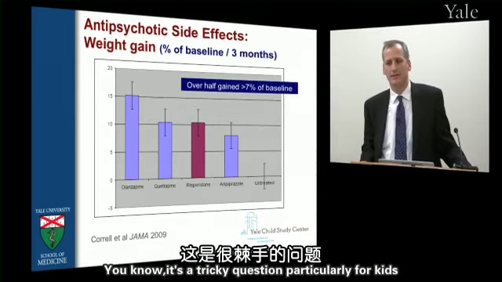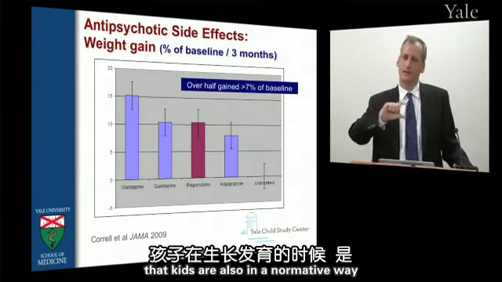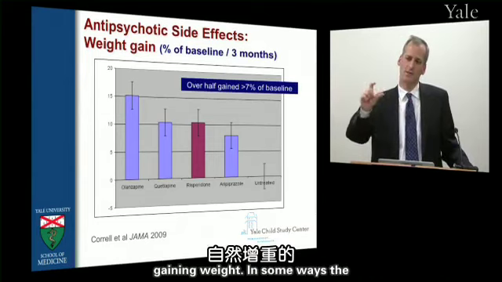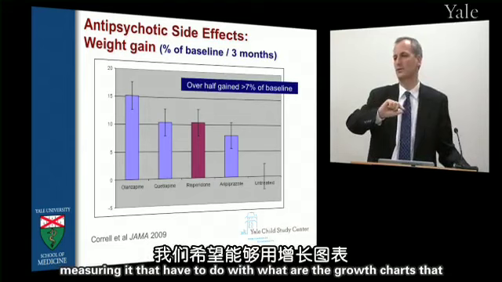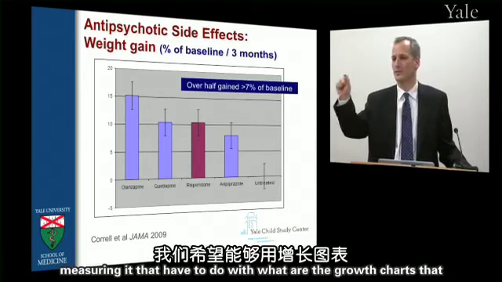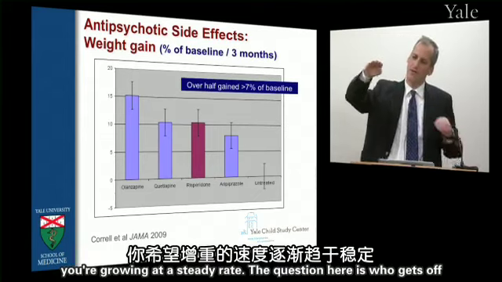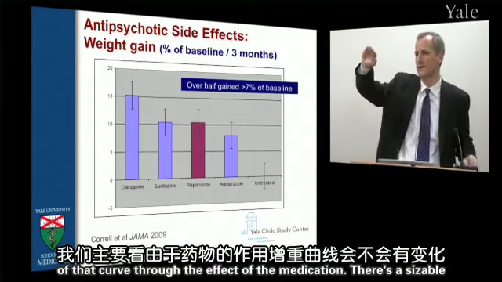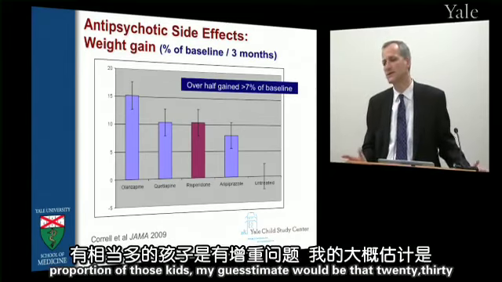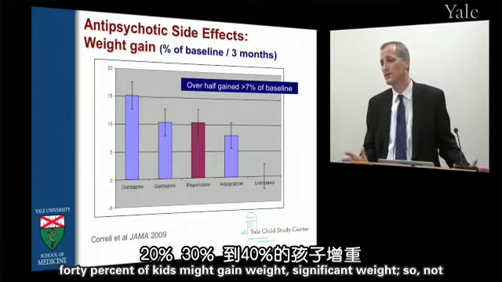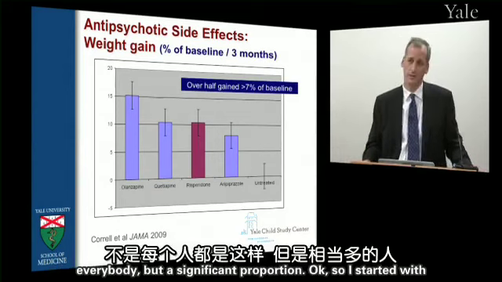What's the average? It's a tricky question, particularly for kids, because remember that kids are also, in a normative way, gaining weight. So in some ways, the right question is not how much weight itself. We have fancier ways of measuring it that have to do with the growth charts that you will remember from when you went to your pediatrician. You're growing at a steady rate, and the question here is who gets off of that curve through the effect of the medication. And there's a sizable proportion of those kids. My guesstimate would be that 20, 30, maybe 40% of kids gain weight to that significant degree. So not everybody, but a significant proportion.